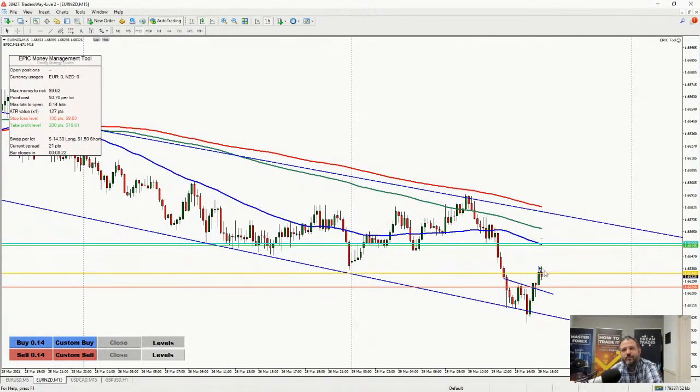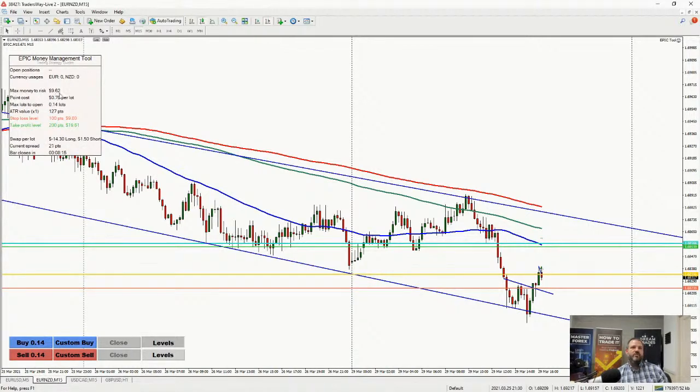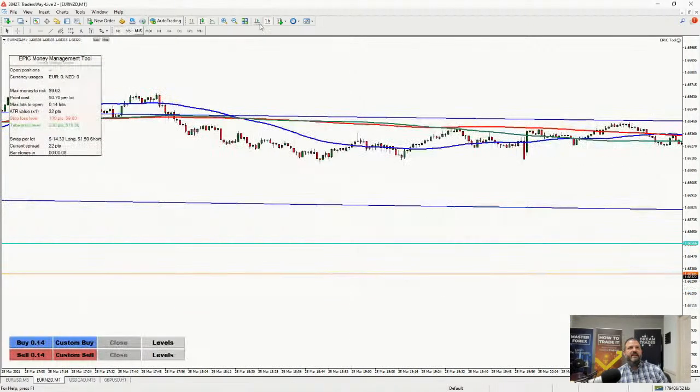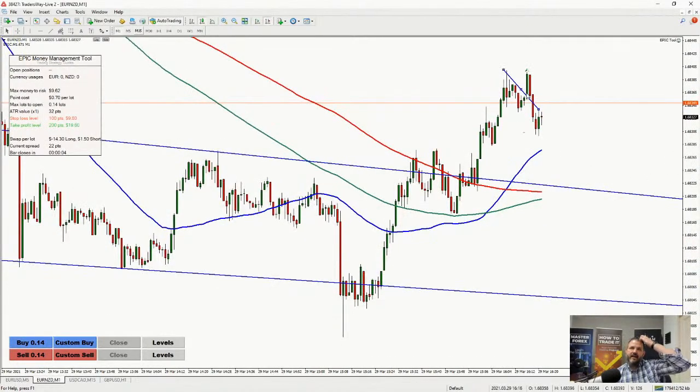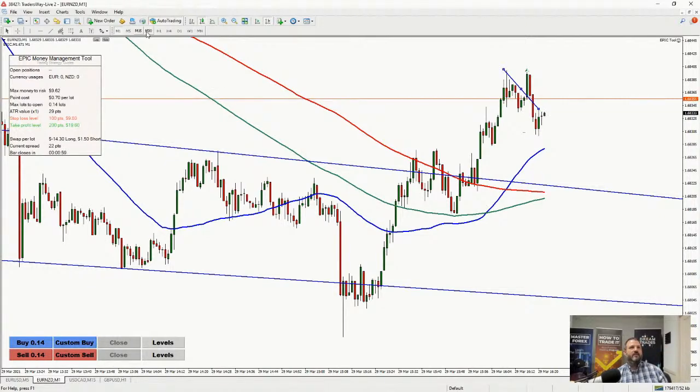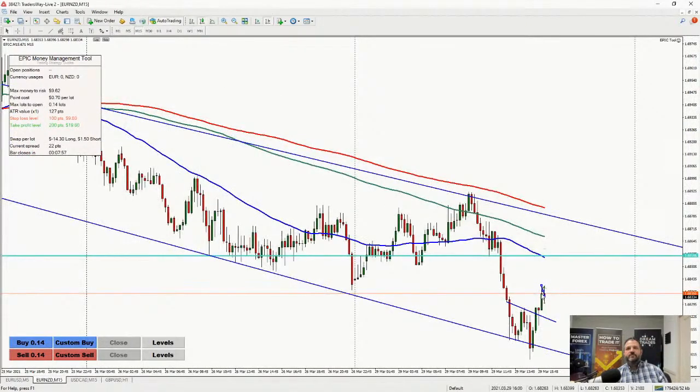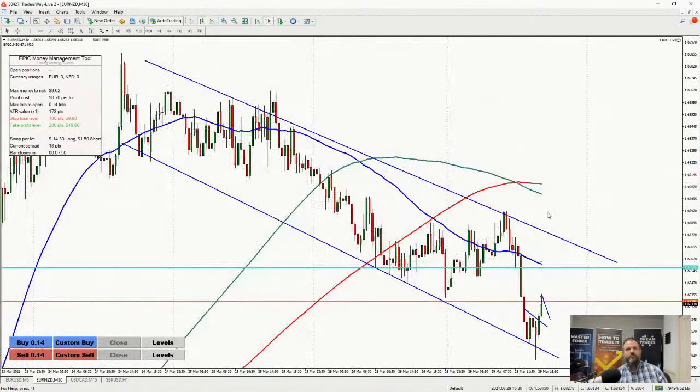So my Euro New Zealand stopped out already. So that was a $9.62 loss. Okay, $9.62, and we can go back and look at it. I got in on the break, but it just faked us out. If it keeps moving up, of course, we're going to be upset about that. But that's why this is for educational purposes only.